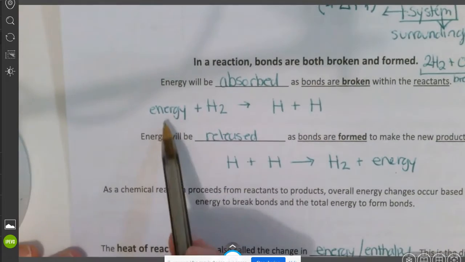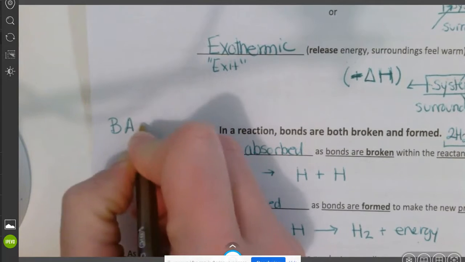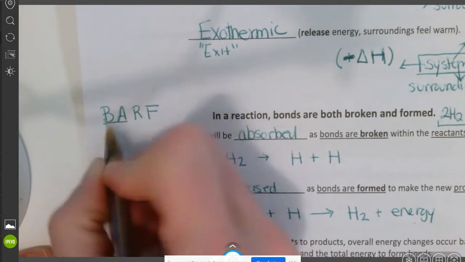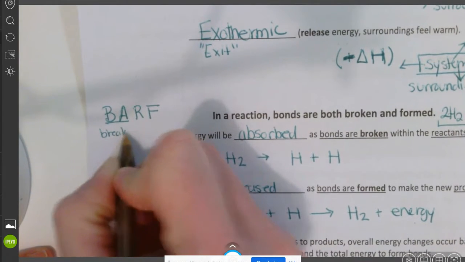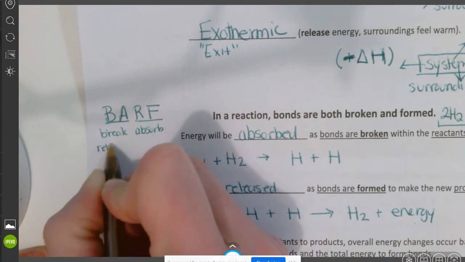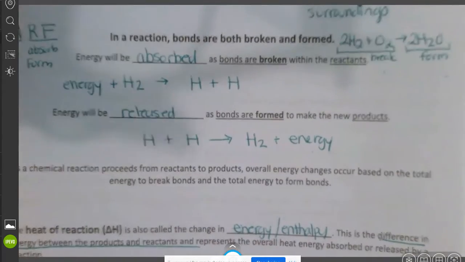One little thing that can help you remember this, while it's not my most favorite word, is the word BARF. This always seems to be a good trick for students just remembering which is which. The BA stands for when you break bonds, you absorb energy. And the RF is that you release energy when you form a bond. Okay, because you definitely have to keep those two straight.